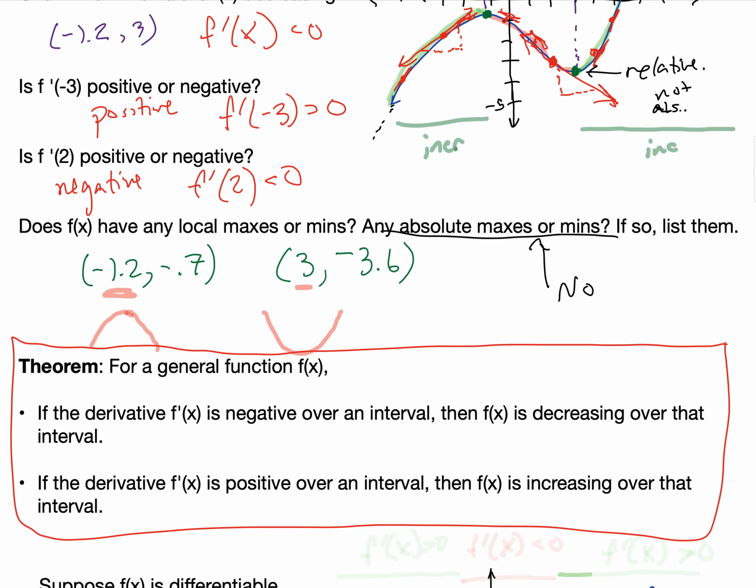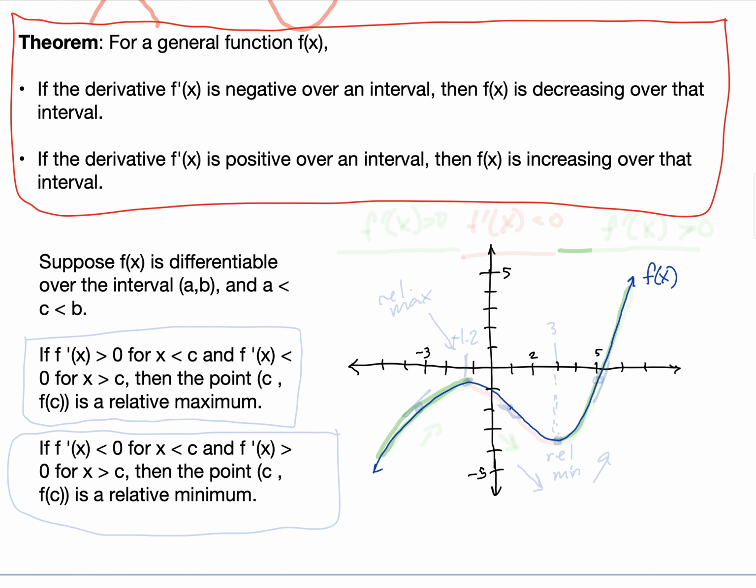The second big takeaway I want you to have from these observations is the connection between when a function is increasing and decreasing, or when the function has a positive or negative derivative, and where local maxes and mins, or relative maxes and mins, occur. So remember in our example we saw that f was increasing over this interval and increasing over this interval, and that it was decreasing over this interval in here.